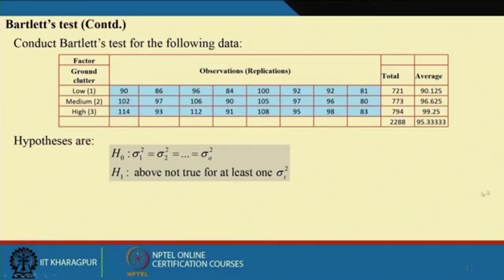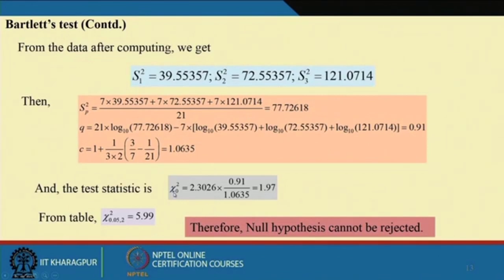But we have some more points to tell, some examples. Take the Bartlett test for the first example, the radarscope example. Using the Bartlett test, we found that the computed chi square is 1.97, but the tabulated one is 5.99. So the tabulated value is much more than the computed one, and you cannot reject the null hypothesis; you fail to reject it. That means the variabilities across the levels are not different, there is equality of variances across different levels of ground clutter.